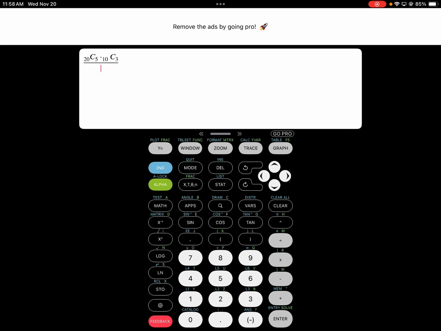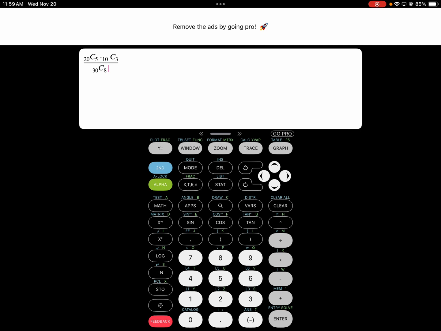Where did you get the bar? Alpha y equals. Choose the first one. Yep, it gives you a fraction bar. And then on the bottom, we'll do the whole group. Math, probability, nCr, 30, and we're going to choose 8. Okay, so that's how you can type it in. That's the nice thing about the calculator. You can type it all in at one time.